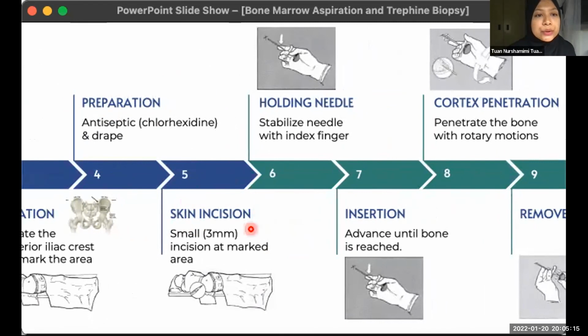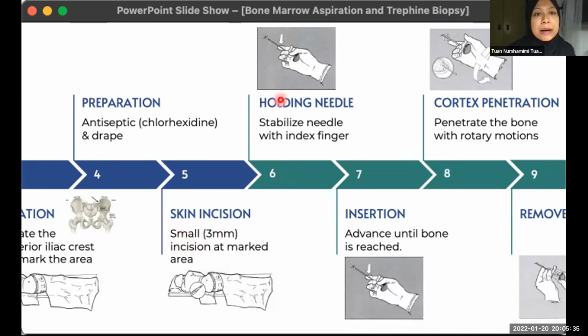and then we can do skin incision. In the case when we only want to do aspiration but not biopsy, skin incision is not needed. But if we want to do both aspiration and biopsy, a small incision is needed.